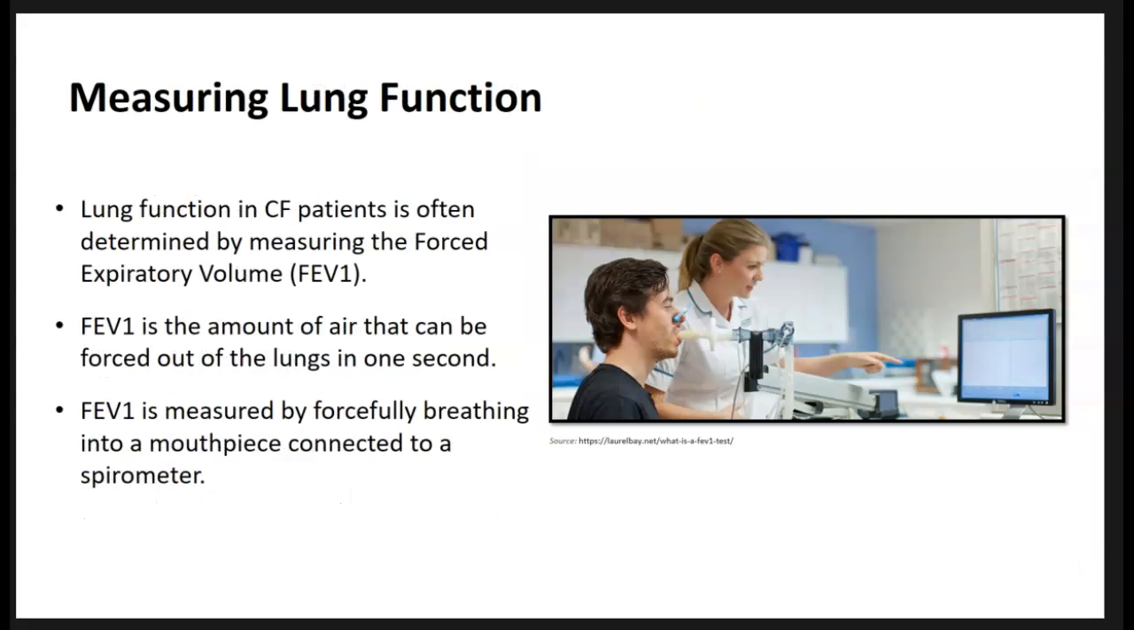So patients with CF have a number of pathologies, including reduced lung function. We measure the function of lungs in CF patients by measuring the forced expiratory volume, or FEV. If you want to measure how well somebody can breathe, you can have them breathe into this device that measures the pressure of air that they are able to breathe in and breathe out.